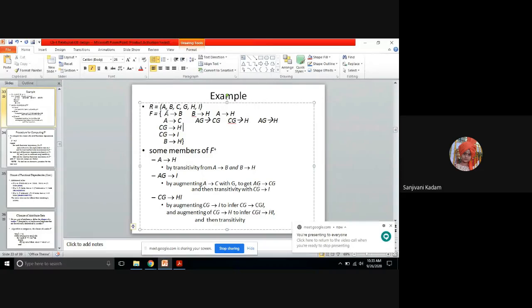So this is pseudo transitivity. Union means that right now we have A gives B and A gives C. So here we can say that A gives BC. So this is union. And right now we cannot go for decomposition. Decomposition means that whatever this rule is, we can say AG gives C and AG gives G, but there is no point in this. So AG gives BC, here we applied the union rule, and again CG gives HI. This rule also we can imply from this.